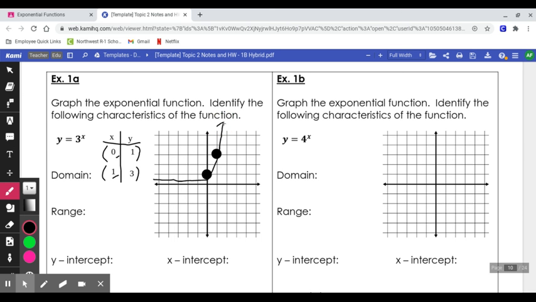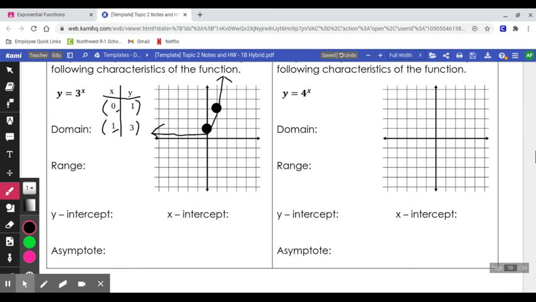Okay, so I don't expect it to be perfect, but I do need arrows on each side. And remember, this line down here is never going to touch the x-axis. It's going to get really close because this is our asymptote, but it will shoot through those 2 dots. Okay, so that's what our exponential graph will look like.